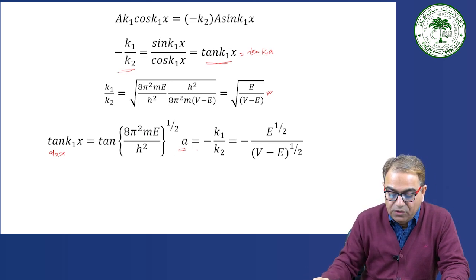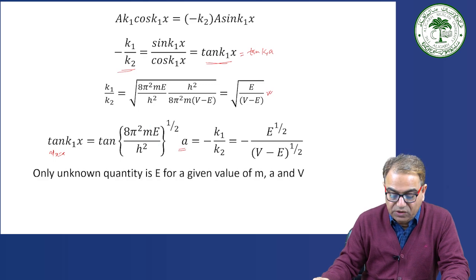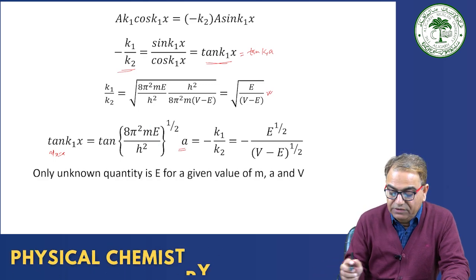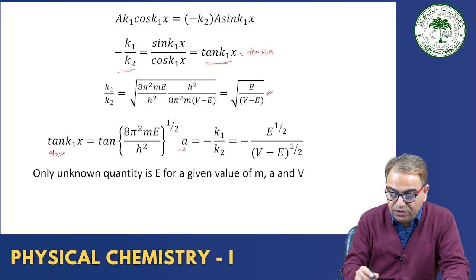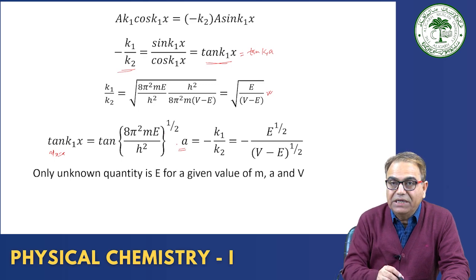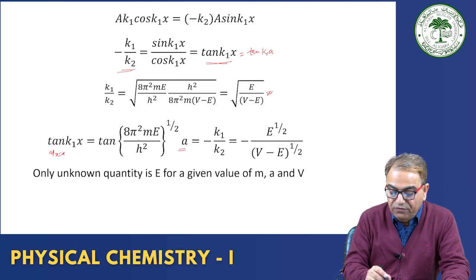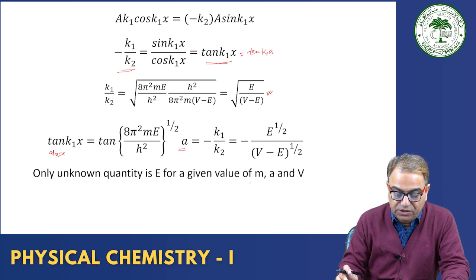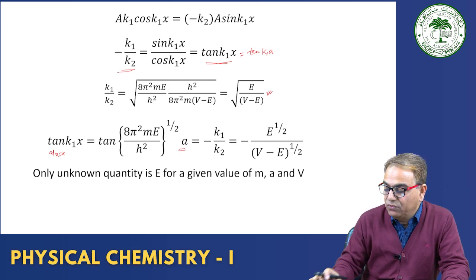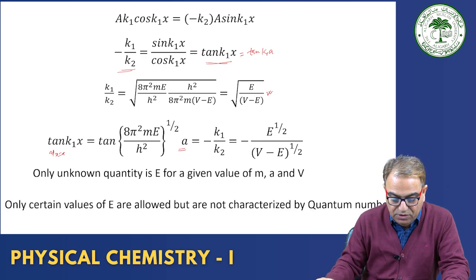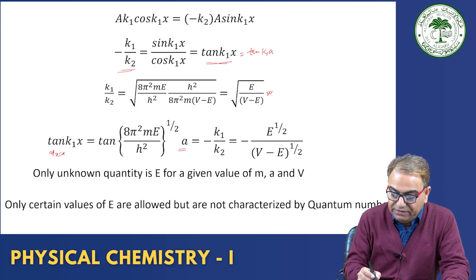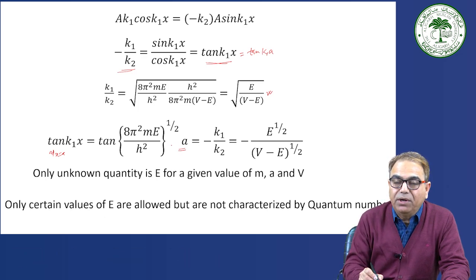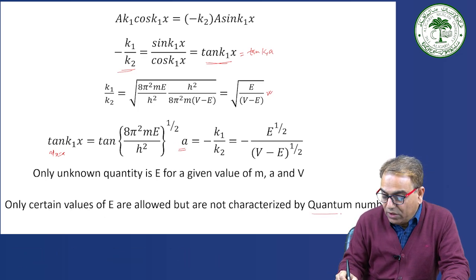Okay, now this equation must be satisfied, and what does this equation tell you? That in this equation mass is known. Okay, a is known, size of the box is known, V is known, potential energy outside the box is known. The only thing which is unknown is E. And for this equation to be applicable, we say that only certain values of E will be possible, but there will be no quantum number.